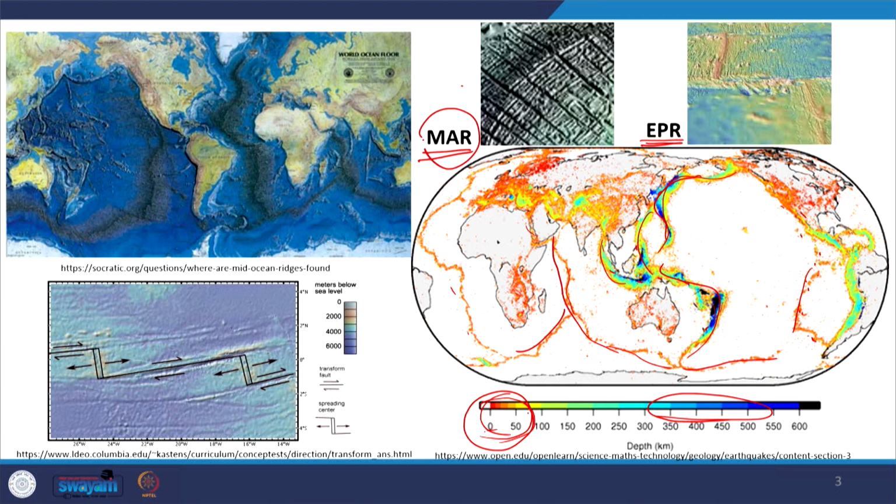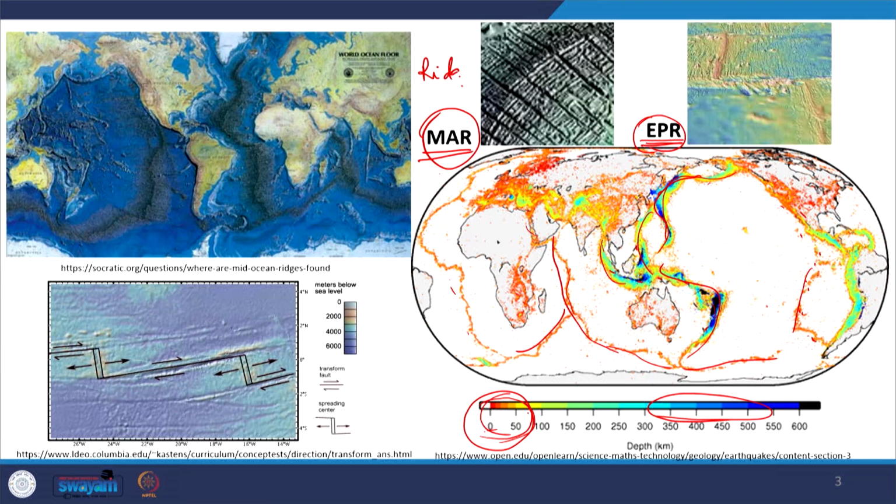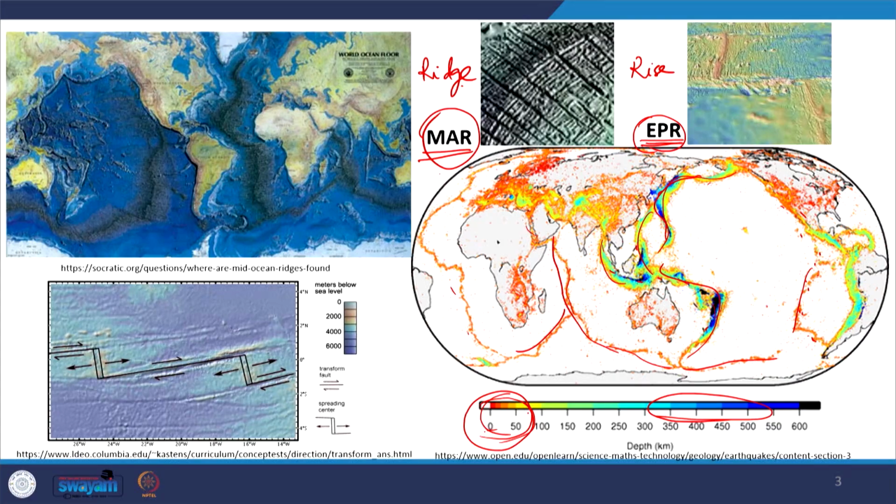Now, the question arises: what is the mid-Atlantic ridge and what is the East Pacific ridge, and why are these two terminologies different? Why am I saying one is a ridge and the other is a rise? What is the geomorphological or topographic difference between a ridge and a rise? You might have heard the term coral reef. So, there are geomorphological differences between reef, ridge and rise.